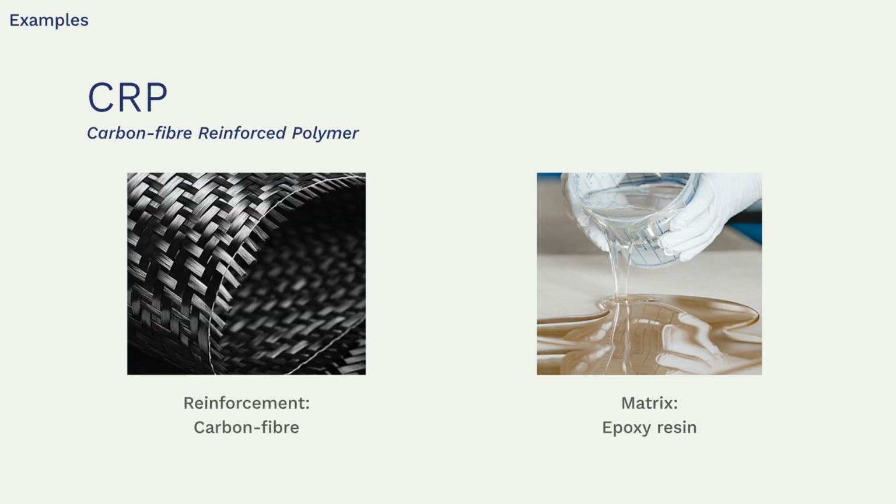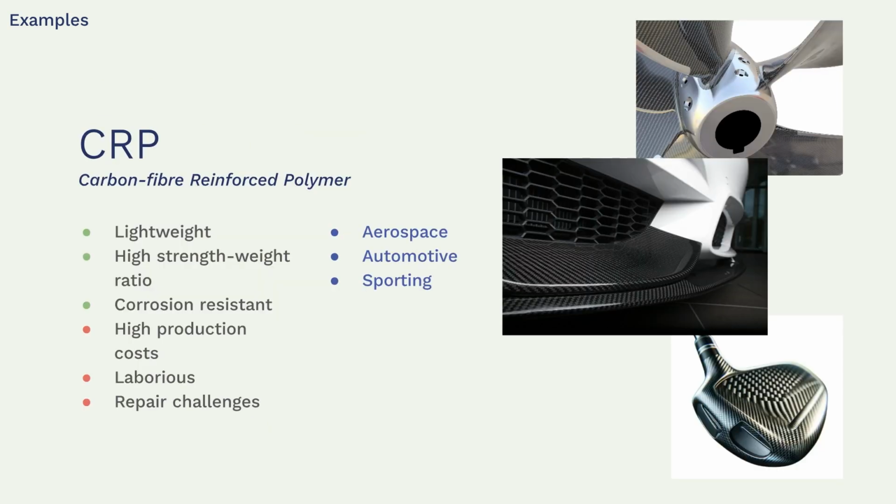CRP, or carbon fiber reinforced polymer, is made of carbon fiber and some kind of resin. CRP is known for its high strength to weight ratio and is corrosion resistant. This makes it perfect for the best quality aerospace, automotive, and sporting equipment. However, its high production costs, labor-intensive nature, and repair challenges make it limited in widespread usage.